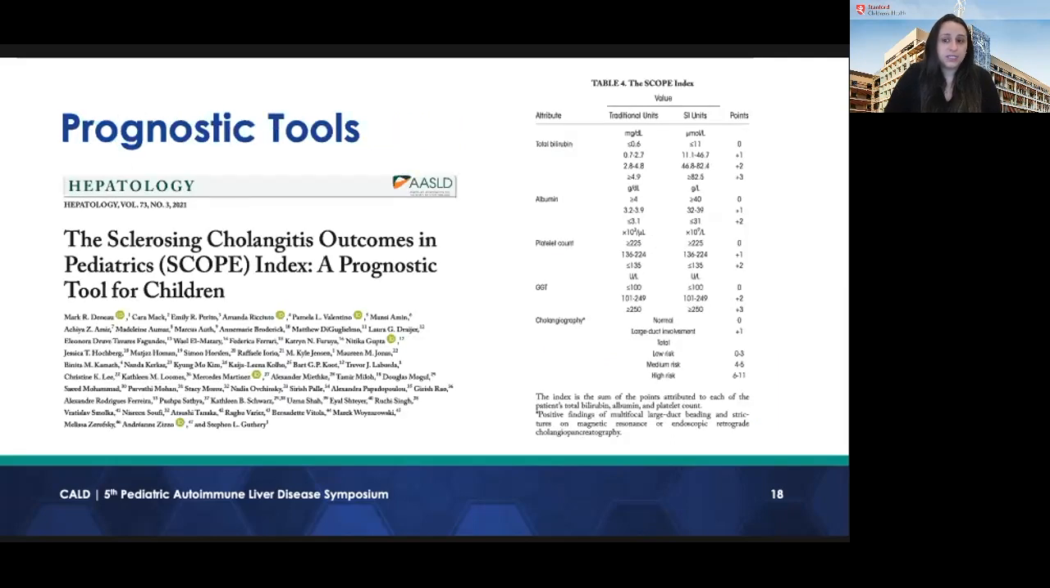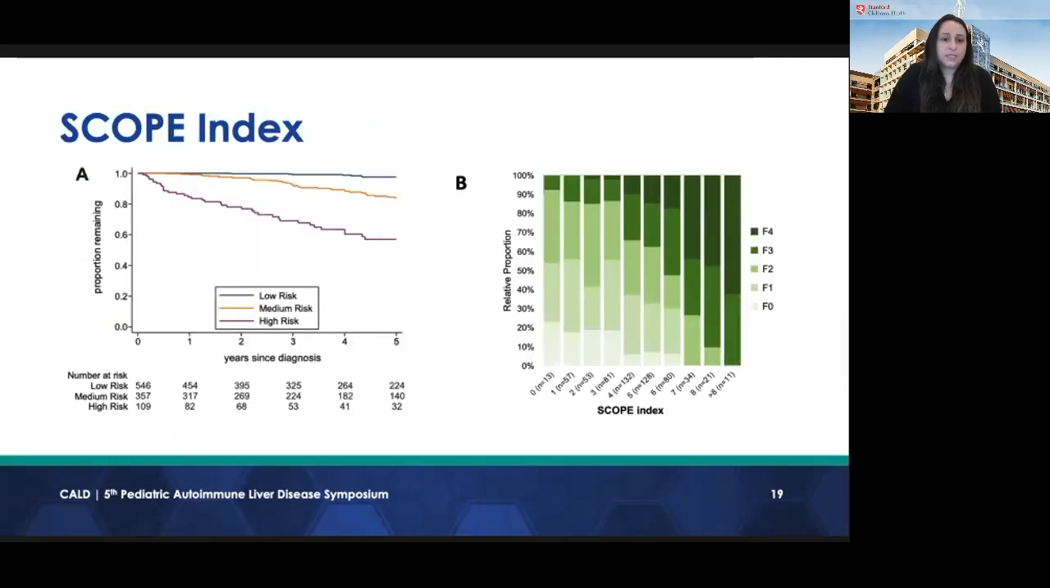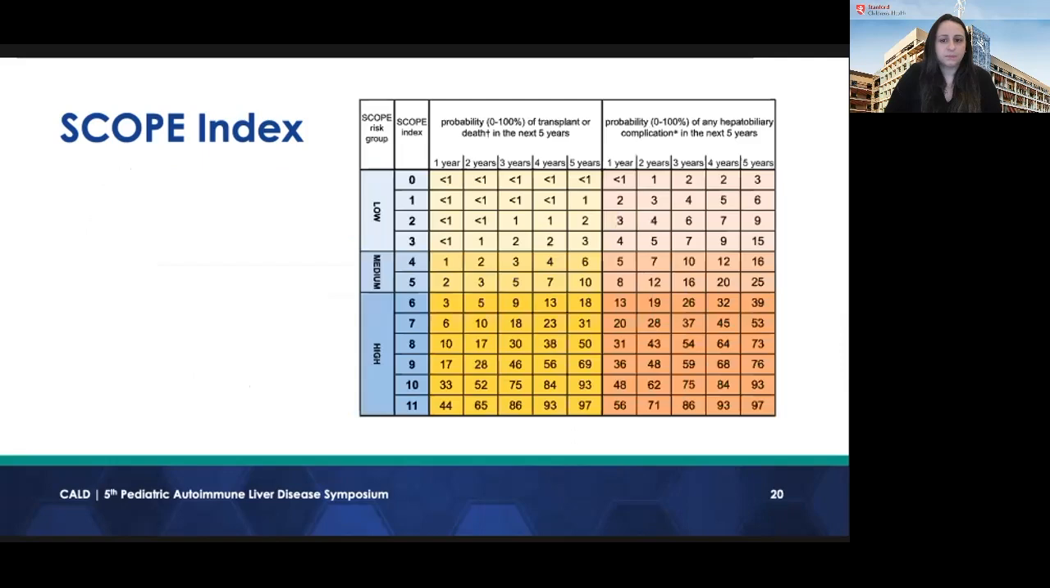Now, trying to understand which patient is at higher risk for complications leads us to implementing prognostic tools into practice as we care for patients. The first we'll discuss is the SCOPE index that looks to predict liver-related outcomes for children and adolescents in PSC. This helps stratify patients into low, medium, and high risk, with figure A showing that the highest risk group, in purple, was the least likely to be able to go 5 years out of diagnosis of PSC without a liver transplant. And in figure B, they show that those with the highest SCOPE index really had the most fibrosis, so F3, F4 fibrosis.